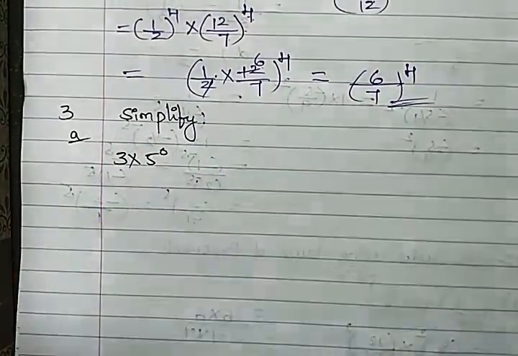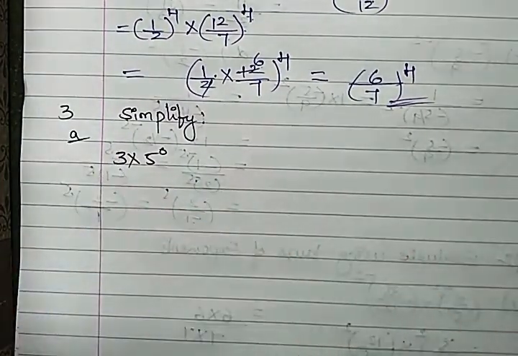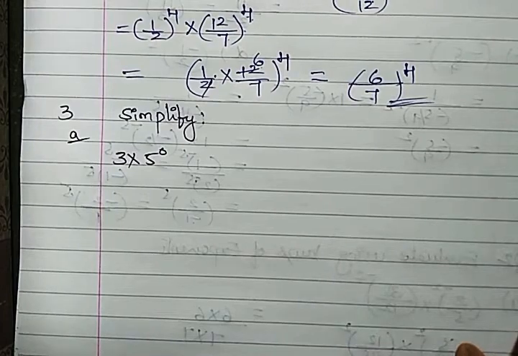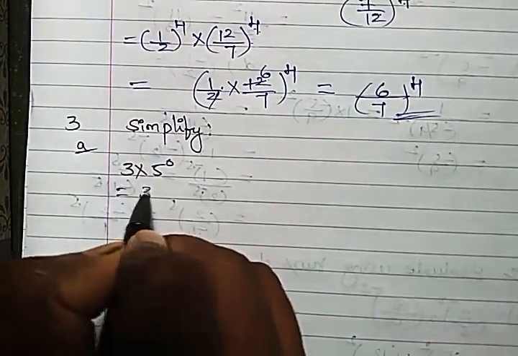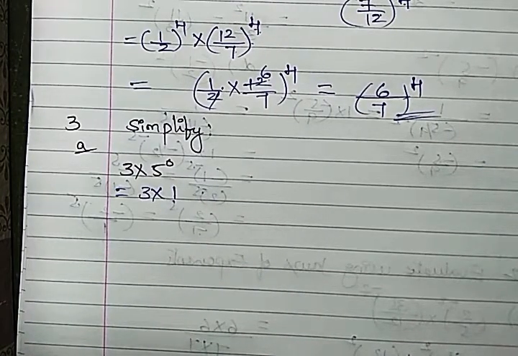3 into 5 power 0, this is A1. We have learned one law that anything power 0 is equal to 1. So 3 into 5 power 0, and 5 power 0 is 1. Anything power 0 is 1, except for 0.